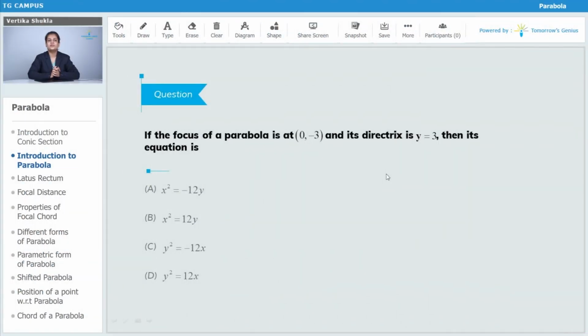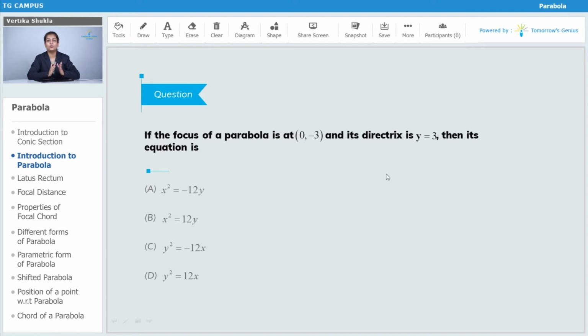Okay, so the question that we are discussing here says that if the focus of a parabola is at (0, -3) and its directrix is y = 3, then its equation is what? What are the three things that are given in the question? The coordinates of the focus are given, the equation of the directrix is given, and it is given that the conic being represented here is a parabola.